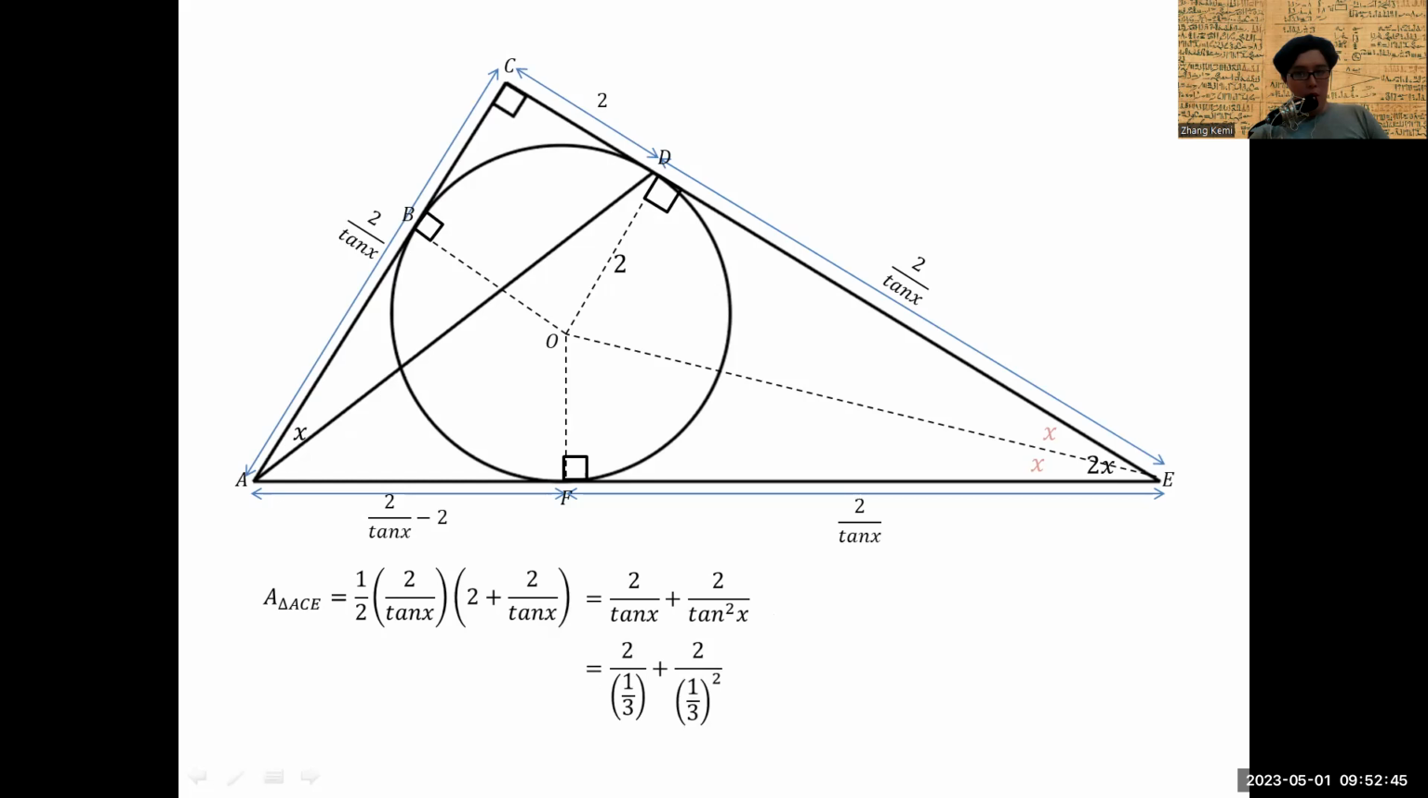By plugging in what we have derived earlier, that tangent of x is 1/3, we substitute 1/3 for all values of tangent x. So in this case, you have this value over here, and thus the answer, if you evaluate it, the area of triangle ACE is equal to 24 units squared. And that is the answer for this problem.